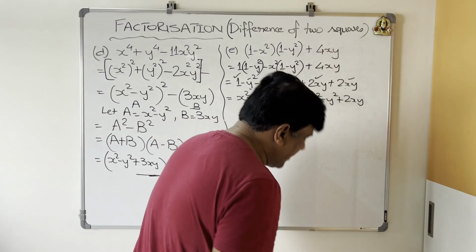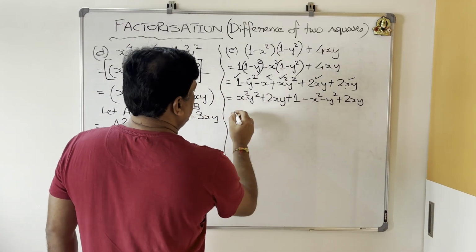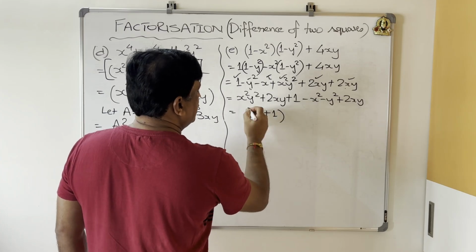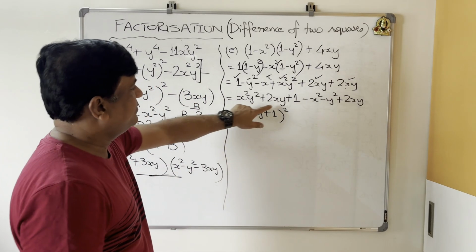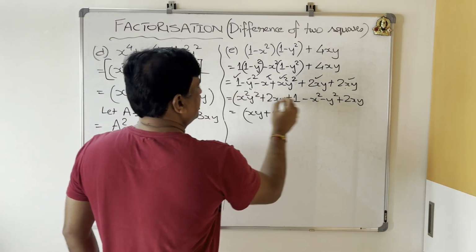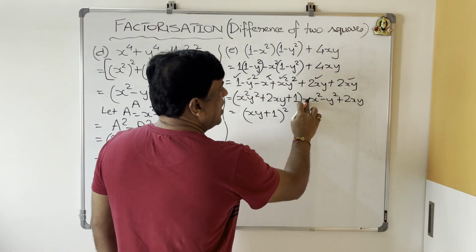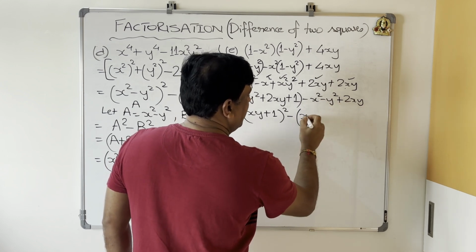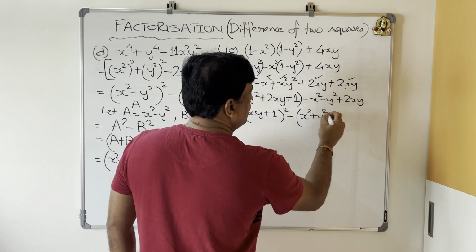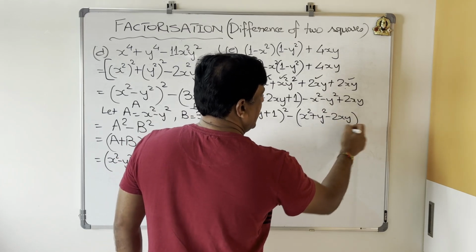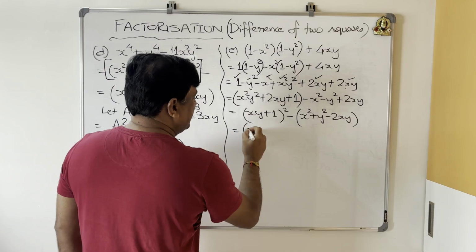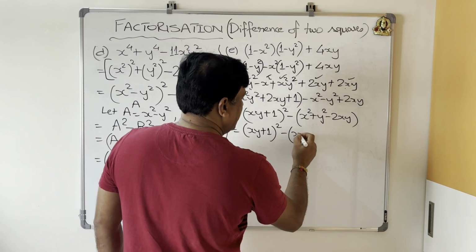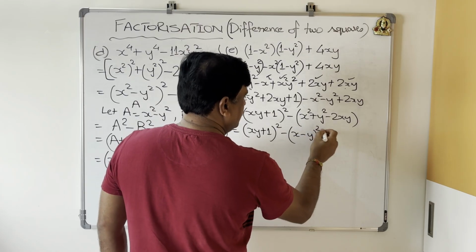Now look at it. What do you see in this one? I can write this as xy plus 1 whole square. Look at it, this bit. And now I'll take a minus common over here. So what I am left with is x square plus y square minus 2xy. This is nothing but, so write it like this: xy plus 1 whole square minus x minus y whole square. Look at this.